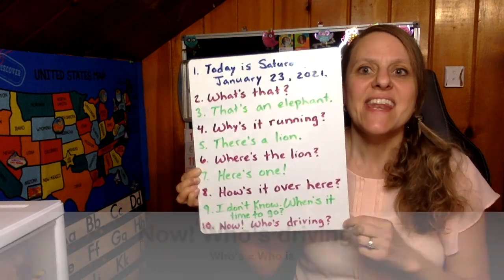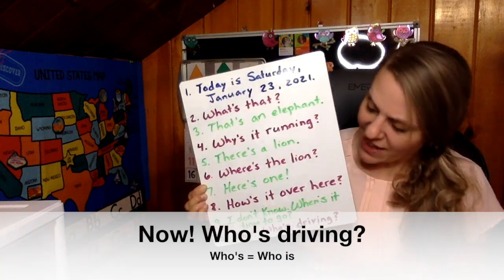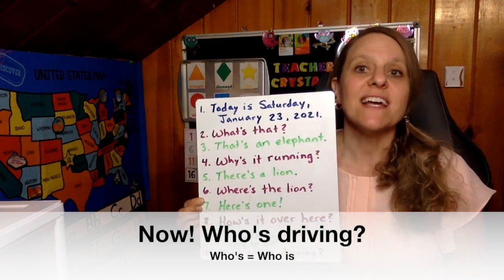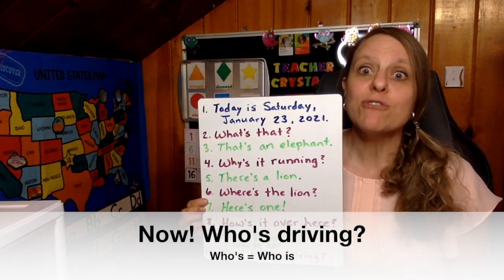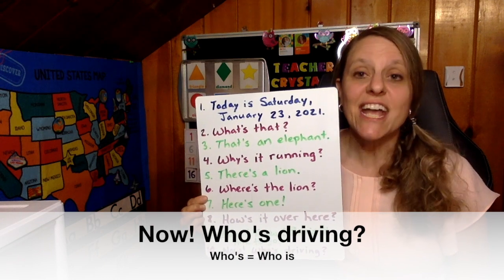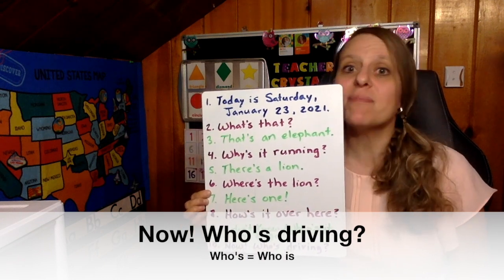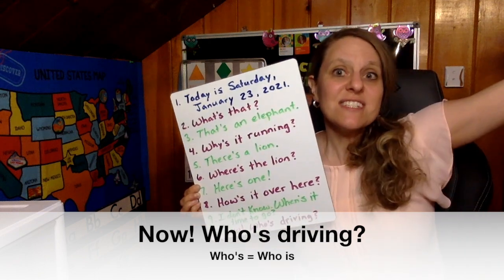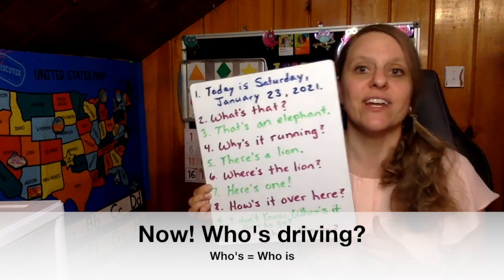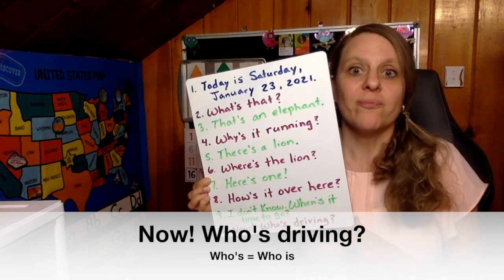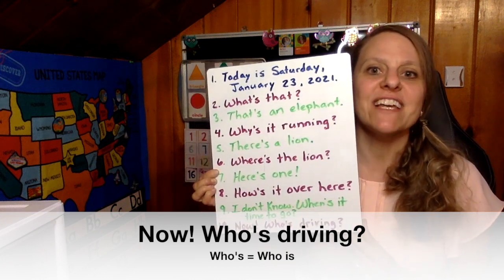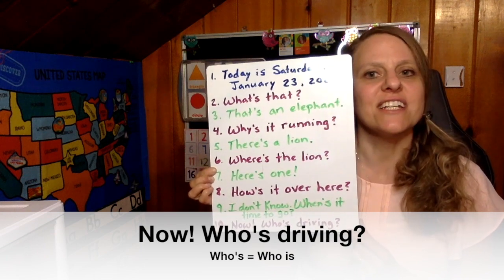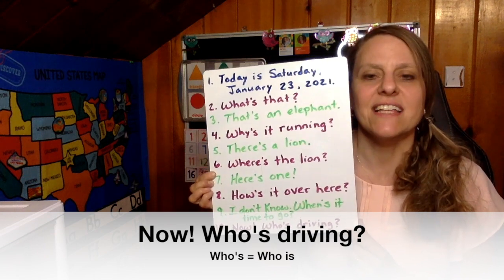Number 10, now. There's an exclamation mark at the end of now. Remember, we use exclamation marks for emotion. So if somebody is angry, excited, happy, you can use it when somebody uses emotion to say the word. Now. Who's driving? Who is? And this is a question, so you need your question mark at the end.